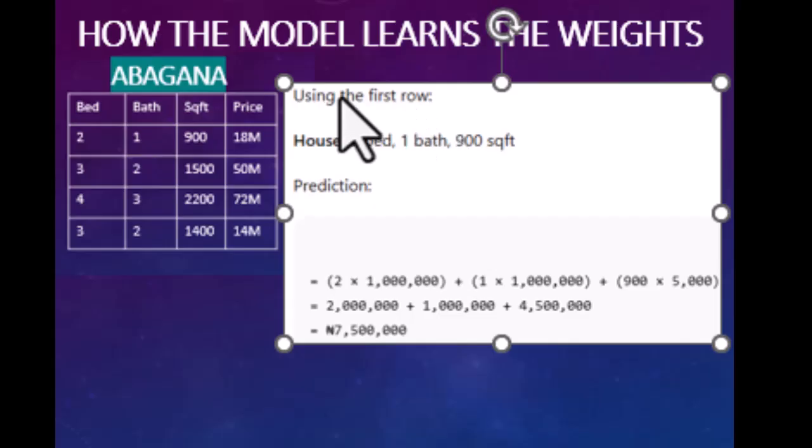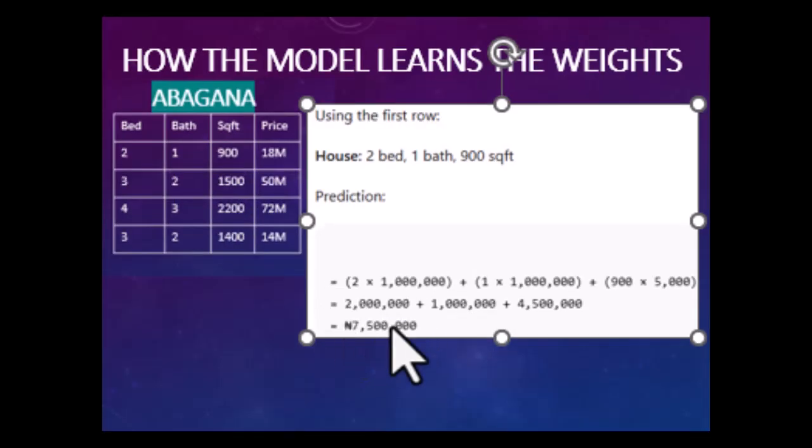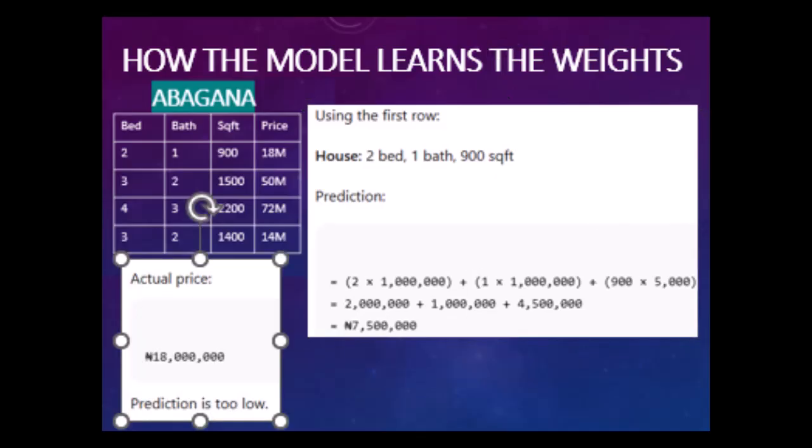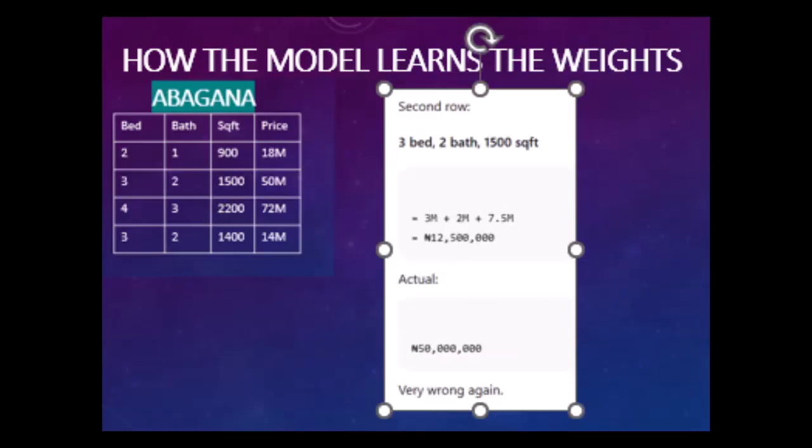So using those weights for the first row, it tries to make a prediction by multiplying them with the weights as shown below. The predicted value for a house is 7,500,000. But the actual price is 18 million, and the prediction is 7.5, which is quite low. It will try for the second row using the same weights, and the value is 12.5 million, which is quite far from the actual value of 50 million. So it's very wrong again.